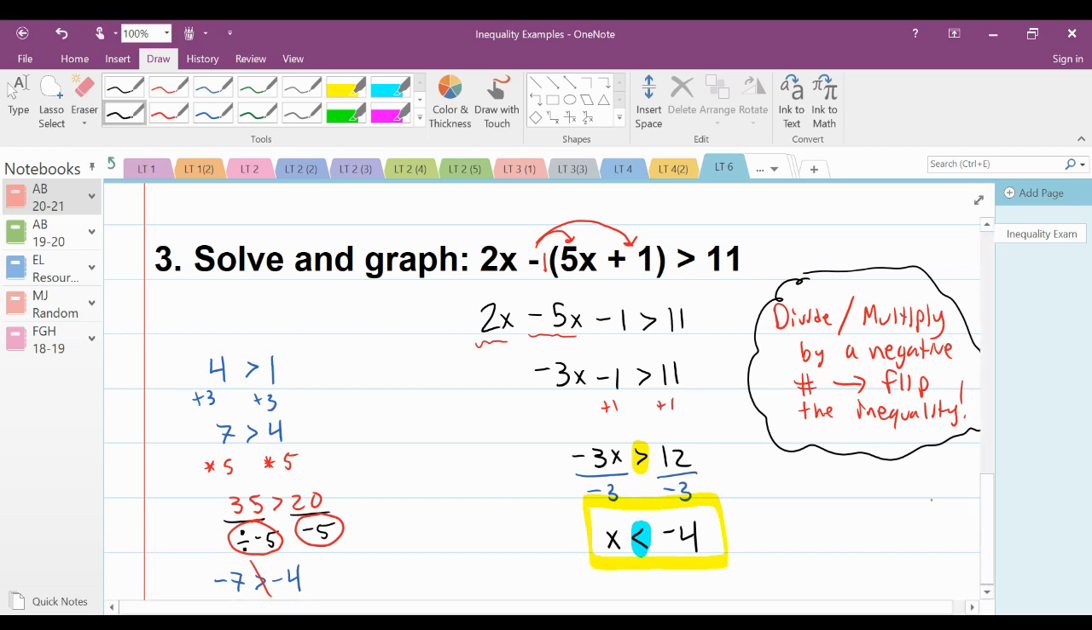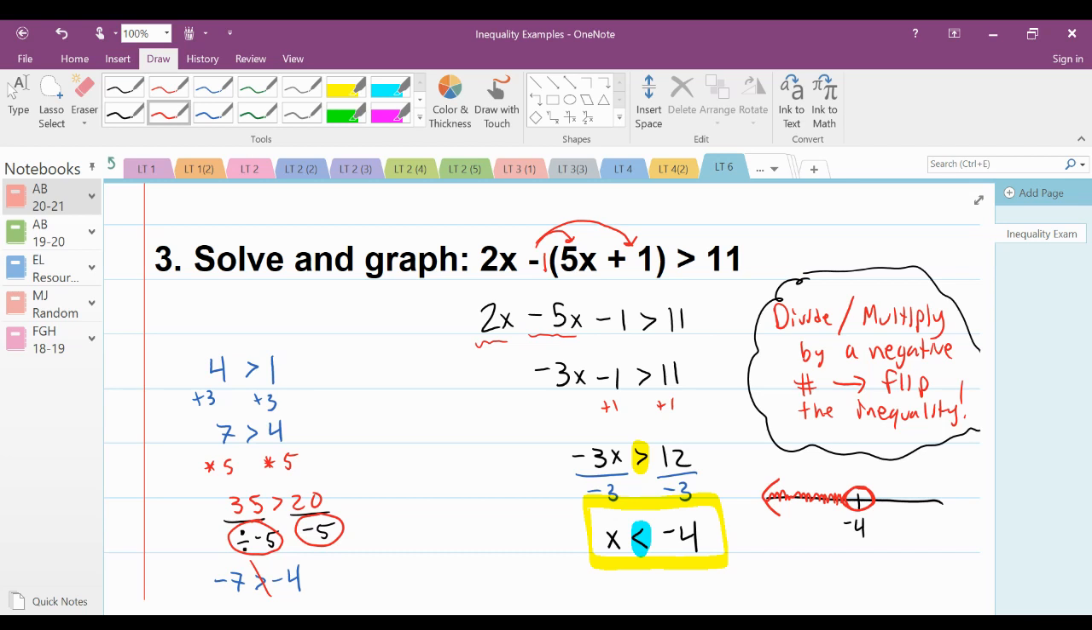I can graph that off to the side here, make my -4. I want all the numbers less than -4, which is to the left of -4. And because it cannot be -4, I'm going to put an open circle here because -4 is not part of the solution. Again, we can still substitute a number back in like -5 or -10 to check my solution. And that would verify that x is less than -4 is the correct answer to this inequality.